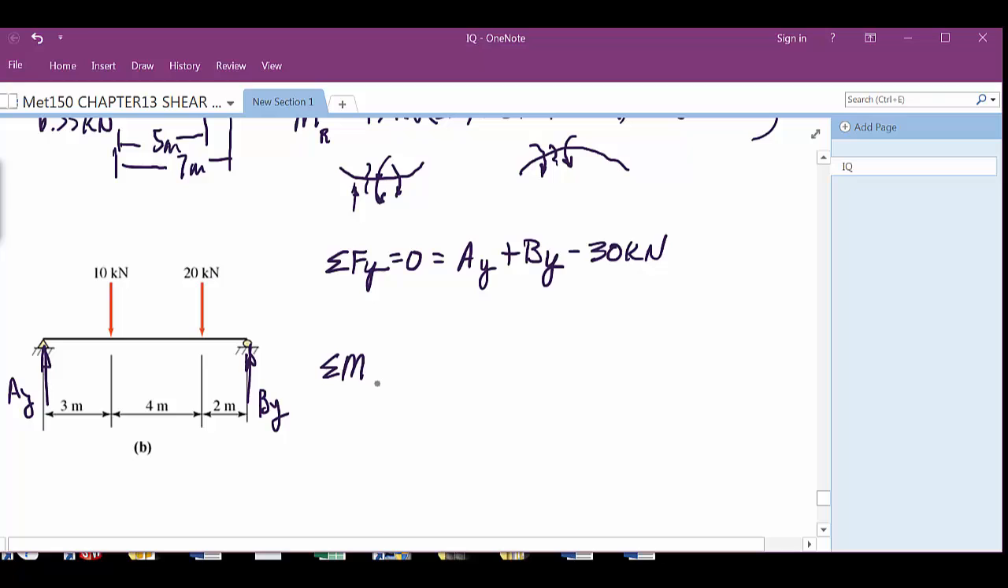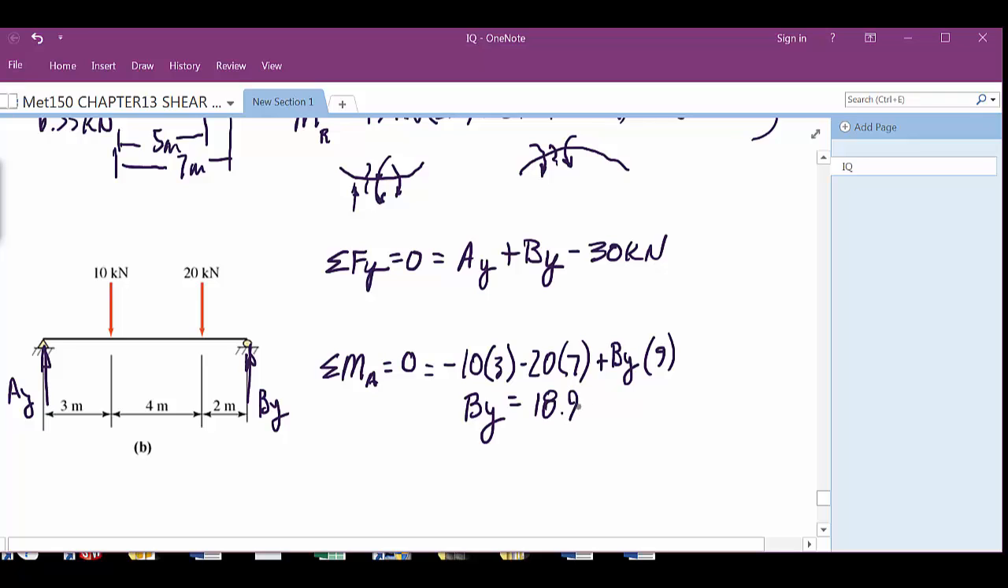Sum the moment at A. You had 10 kilonewtons. That's trying to make it go clockwise. So 10 kilonewtons times 3 meters minus 20 kilonewtons times 7 meters plus BY times 9. BY, something like 18.9 kilonewtons up.